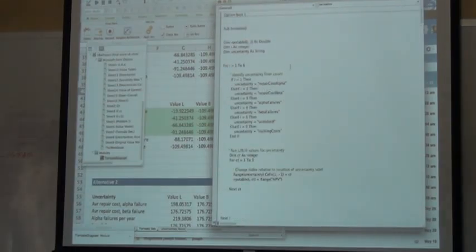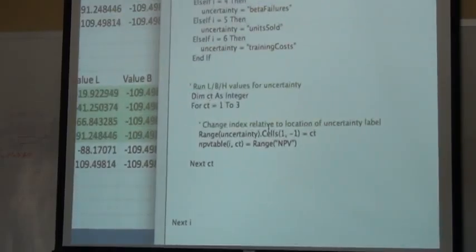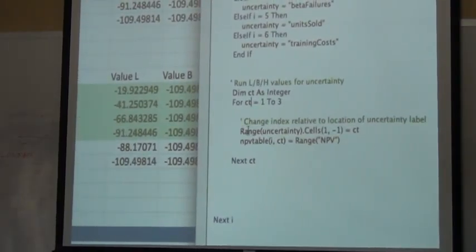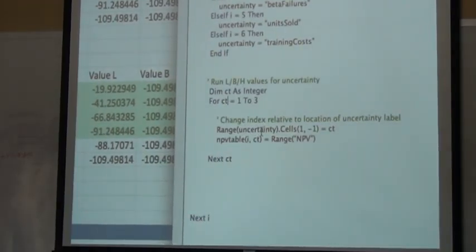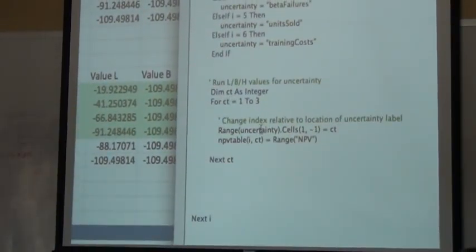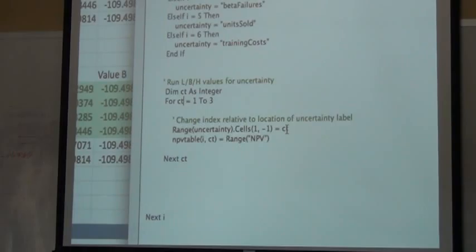Initially we have I is equal to 1, repair cost alpha, and count is equal to 1 for low. I use this function here called range.cells that essentially takes a range from the Excel formula and puts in a number. In this case, I've set it up so that the name of the uncertainty is also the name of the cell. So when I called uncertainty repair cost alpha, then I say set the cell that's called repair cost alpha to the number that I'm looking at, 1, 2, or 3.